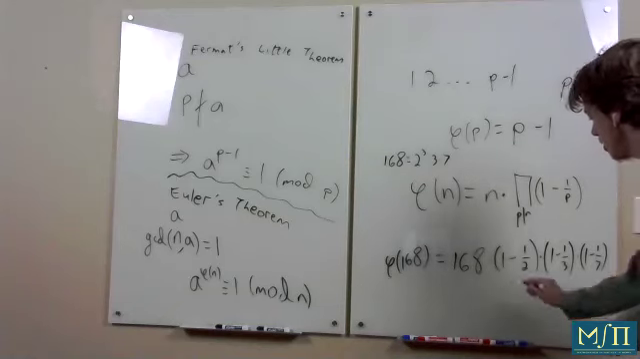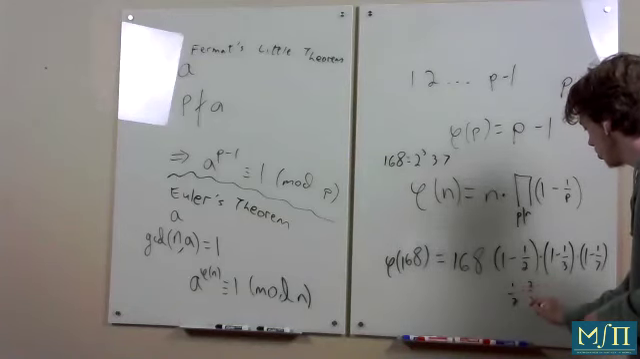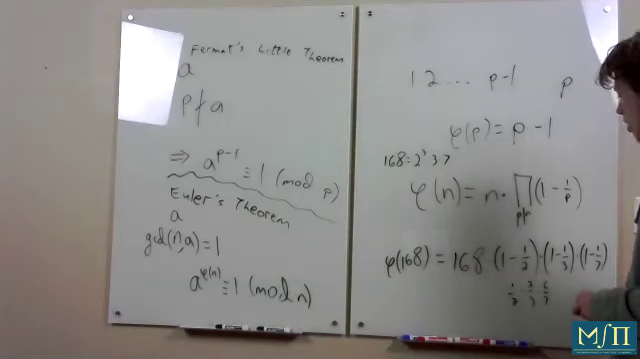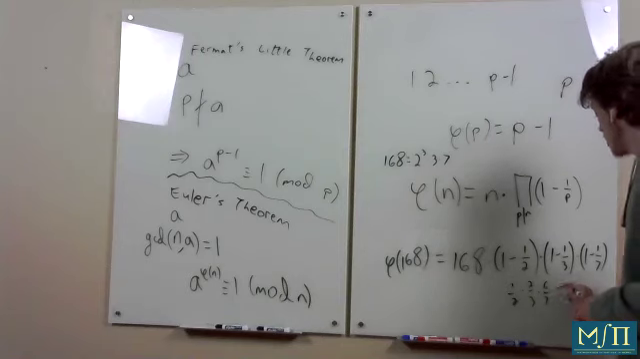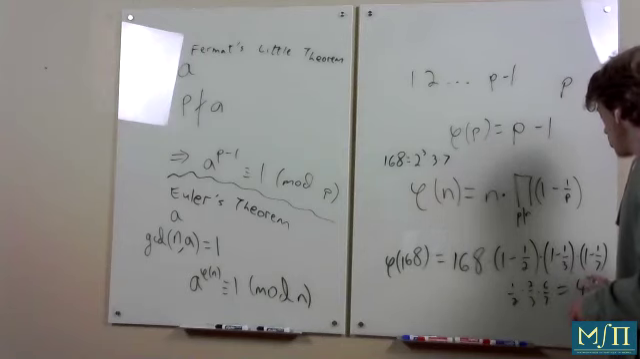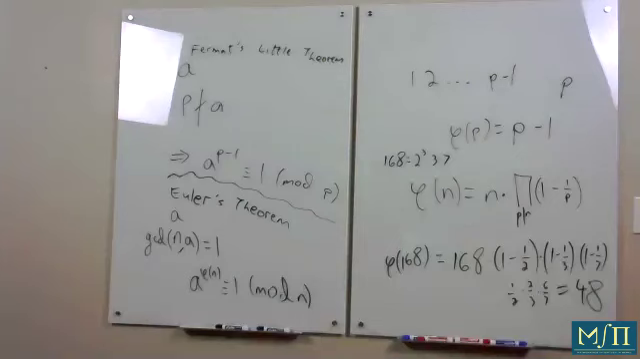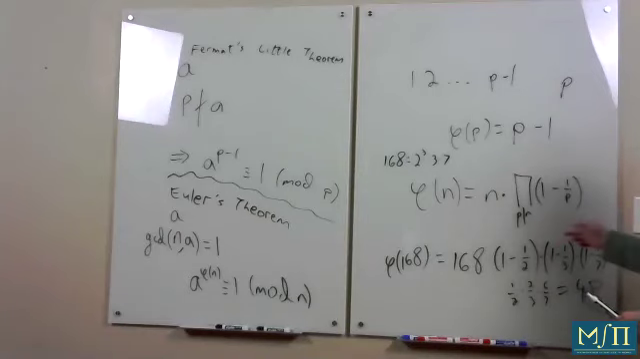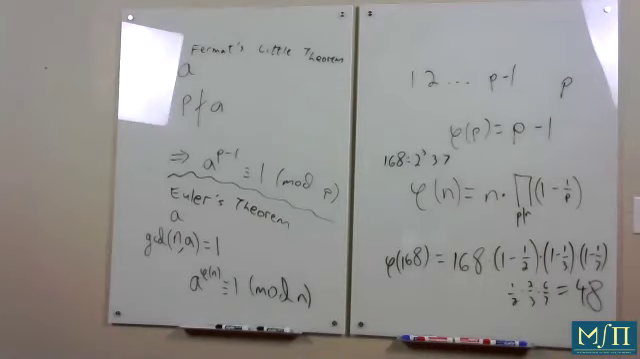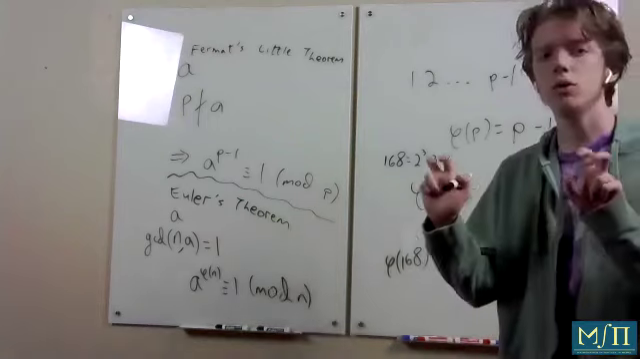And this comes out to be 168 times 1/2 times 2/3 times 6/7, so you get 48. And this is fairly intuitive. They need to not be divisible by any of the primes dividing n. And so if you just picked at random, each of those would have a probability of 1 minus 1 over p of working out. And so you're sort of saying that the different primes are independent.